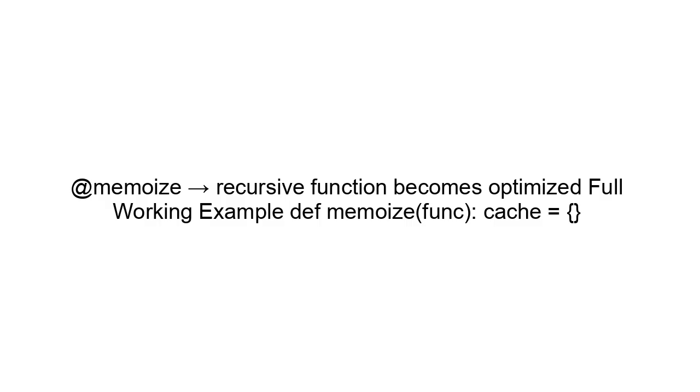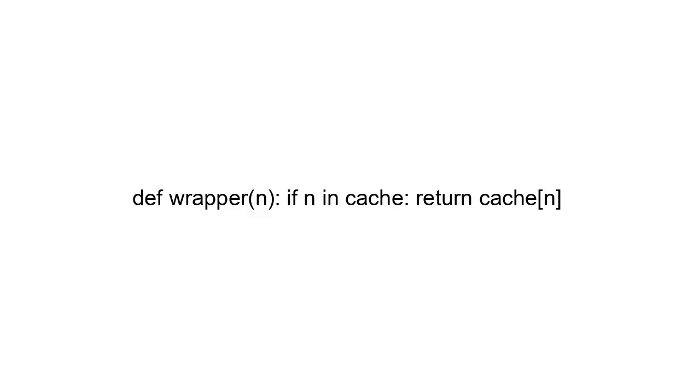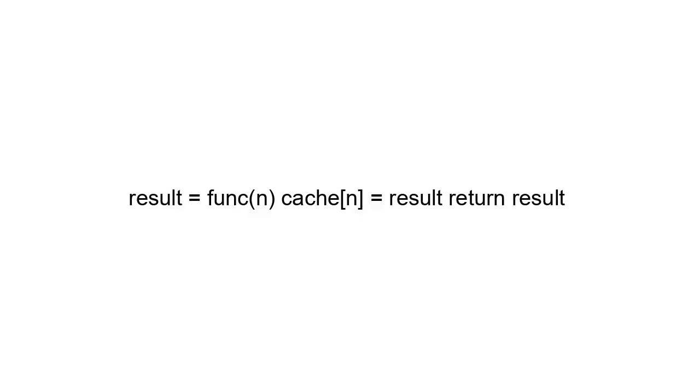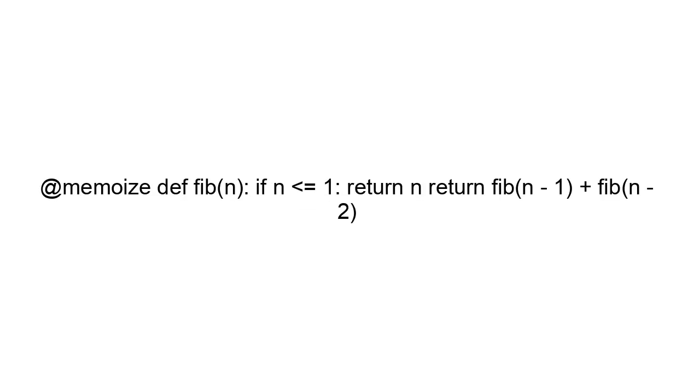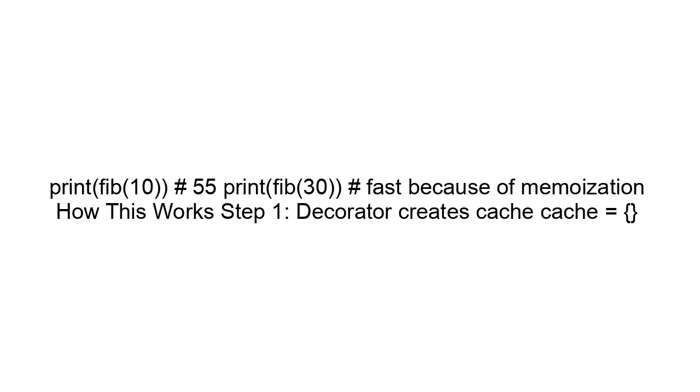Full working example. def memoize(func): cache = {}. def wrapper(n): if n in cache, return cache[n]. result = func(n). cache[n] = result. Return wrapper. @memoize def fib(n): if n <= 1, return n. Return fib(n-1) + fib(n-2). print(fib(10)). print(fib(30)). This is fast because of memoization.